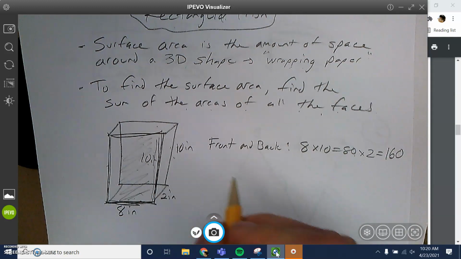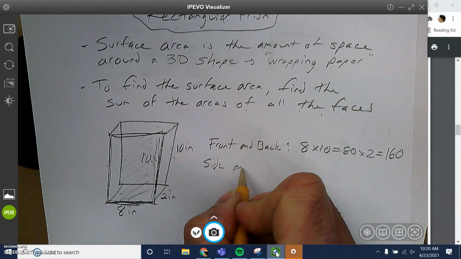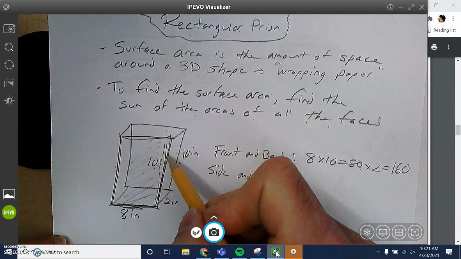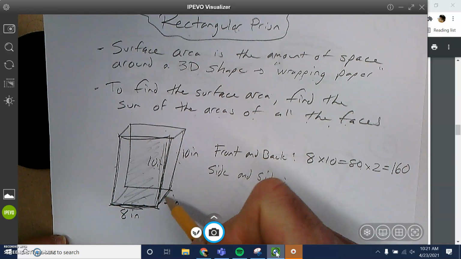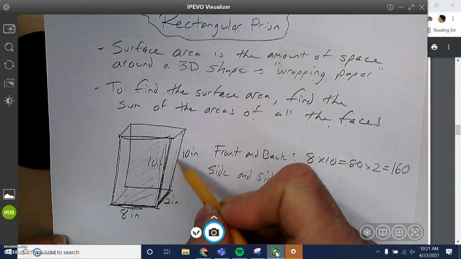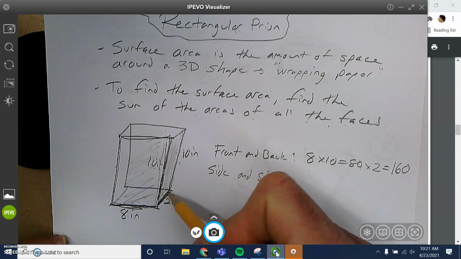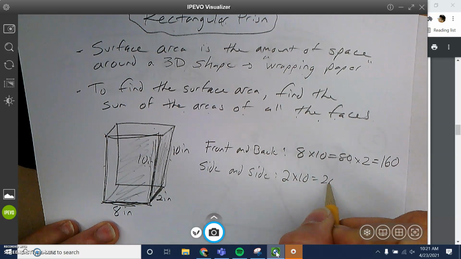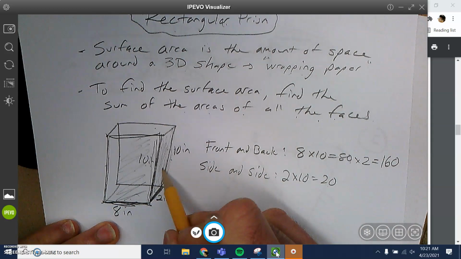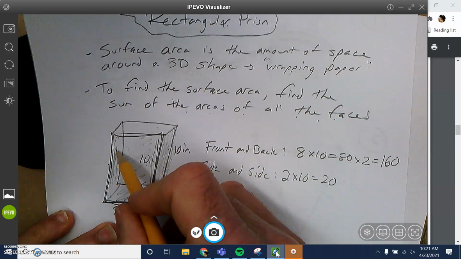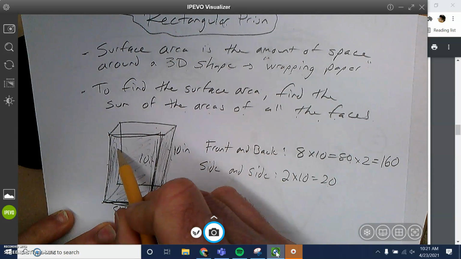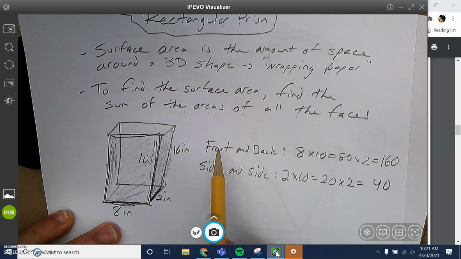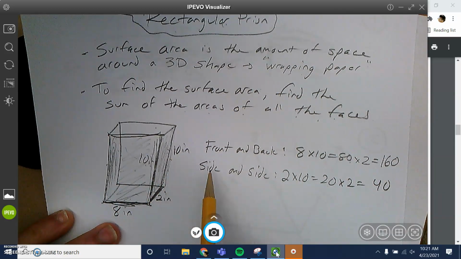Okay, now let's do the side and the side. So let's do the side and side, right? So here's another face. So it's another rectangle. So this is 2 times 10. See, 2 times 10 is this side part, 2 times 10. So that's going to be 2 times 10, which is also 20, right? But that's just the right side. You need the left side also. You need all six faces. So that's going to be 20 times 2, or 20 plus 20, which is 40. Okay, so now we have four faces. We have the front and the back. We got the left and the right, the side and the side.